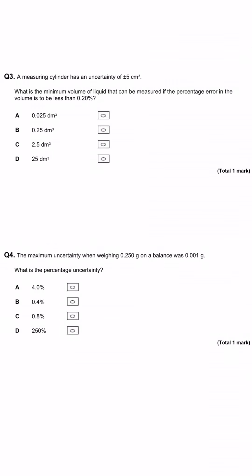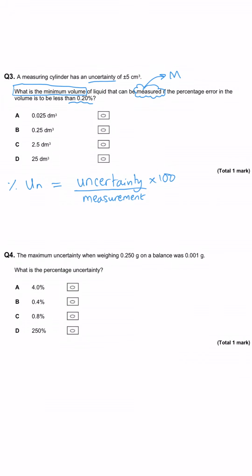Question 3 is a little bit different. Question 3 gives us the uncertainty and the percentage error and asks us what the minimum volume of liquid that can be measured is. And so we're working out what the measurement is. So if we substitute these numbers in, we've got plus or minus 5 divided by m, our measurement, multiplied by 100 is equal to 0.2.